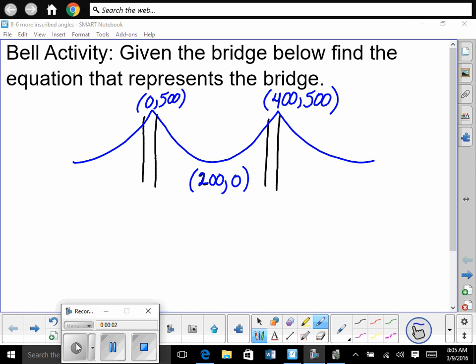Equation that represents the bridge. So here's a bridge. What does it look like? What kind of equation is it? Quadratic, isn't it a U shape? Yeah? Okay, so we know it's quadratic in form.